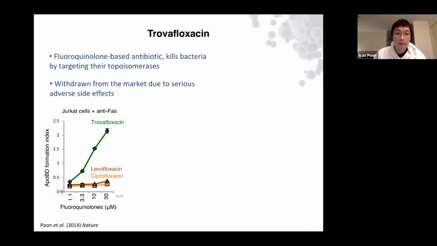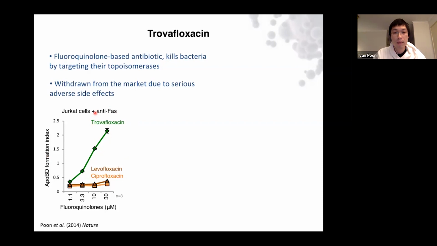in the presence of trovafloxacin, we can actually promote the formation of apoptotic bodies in a concentration-dependent manner, whereas two closely related antibiotics can't do that, suggesting that trovafloxacin is actually hitting something in mammalian cells, in particular affecting the cell death process. So then the next part is going to be pretty tricky. We're trying to work out what exactly this antibiotic is targeting in mammalian cells.